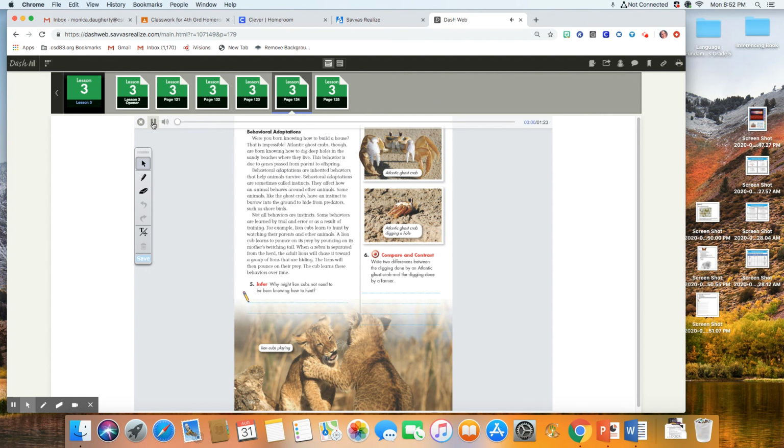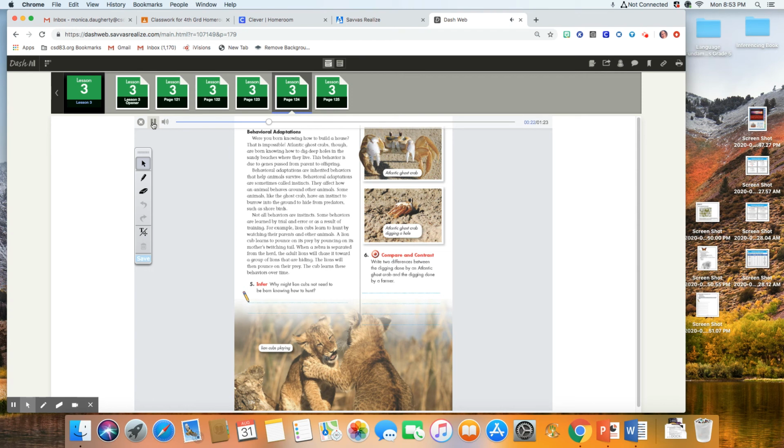Behavioral adaptations. Were you born knowing how to build a house? That is impossible. Atlantic ghost crabs, though, are born knowing how to dig deep holes in the sandy beaches where they live. This behavior is due to genes passed from parent to offspring. Behavioral adaptations are inherited behaviors that help animals survive. Behavioral adaptations are sometimes called instincts.